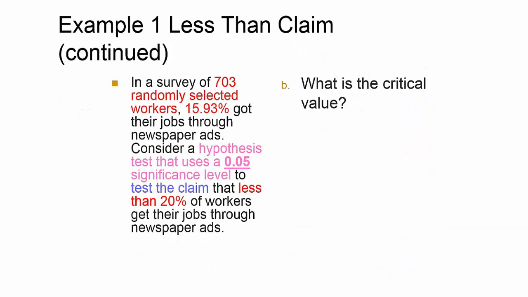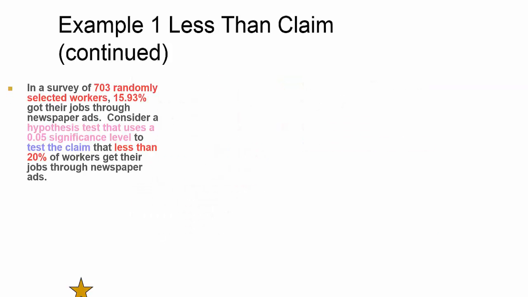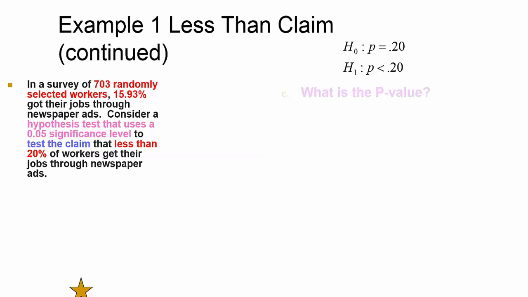The next step in my hypothesis test could be to find the critical value, but it really isn't necessary for this type of hypothesis test when we're testing a claim about a proportion. So I'm going to skip the critical value. So now we're going to go into finding the p-value.